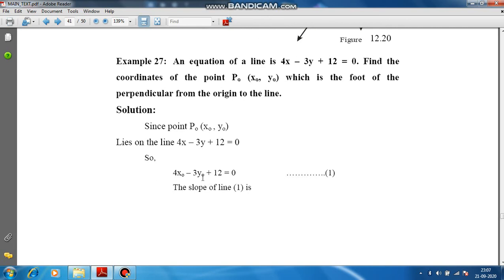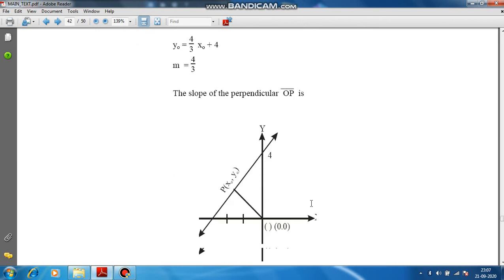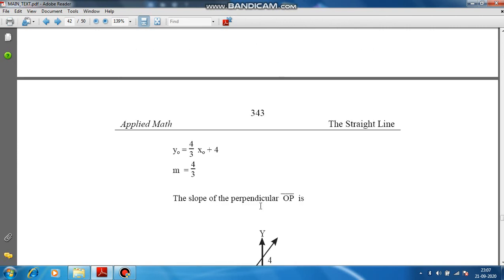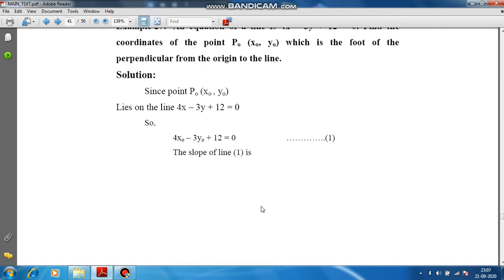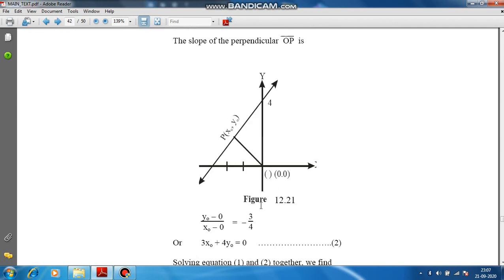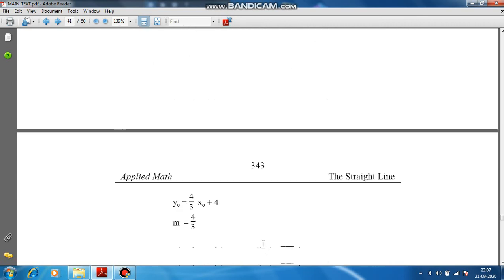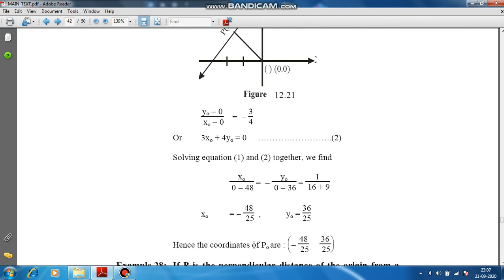So we are getting two equations in x naught, y naught. One is number 1 and the other is number 2. If we can solve these two equations, we can get the values of x naught and y naught. So how to solve this? There are several methods for solving linear equations. If we solve by cross multiplication, we will get this. So better, I think, don't go over cross multiplication.